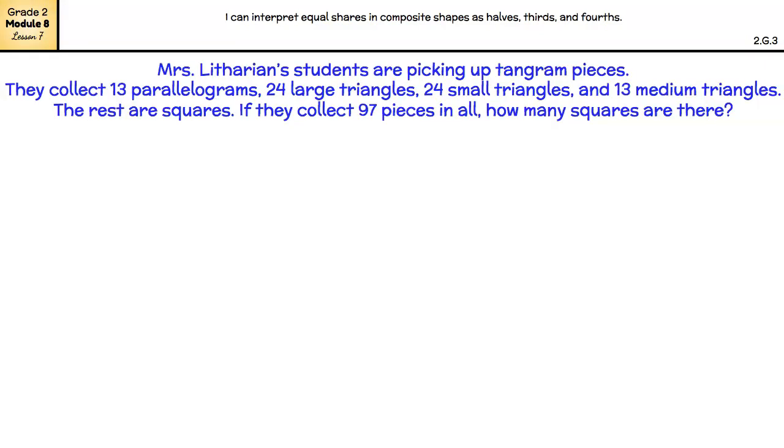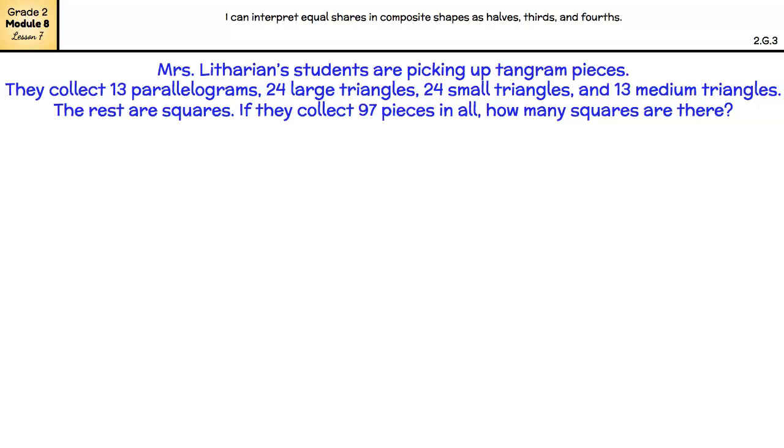All right, today's application problem, if you need more time, just pause the video. But today's application problem is Mrs. Lotharian's students are picking up tangram pieces. They collect 13 parallelograms, 24 large triangles, 24 small triangles, and 13 medium triangles. The rest are squares. If they collect 97 pieces in all, how many squares are there?